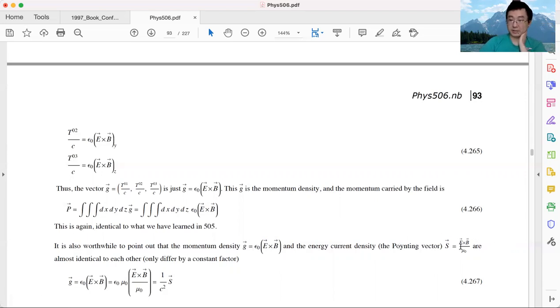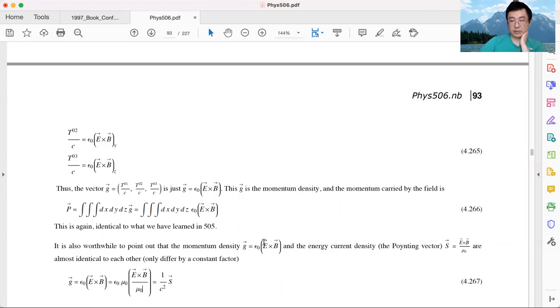Sorry, the energy current density we learned earlier. The momentum density and the energy current density actually satisfy a very simple relation. If we calculate their ratio, it is the speed of light squared. In other words, G, the momentum density, is the energy current density times 1 over the speed of light squared.